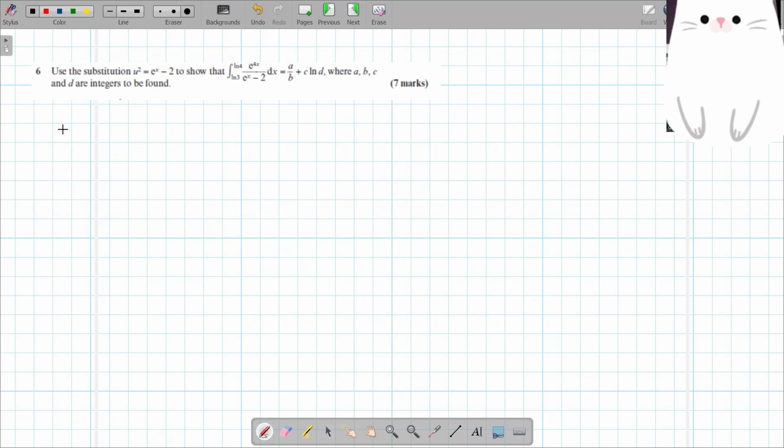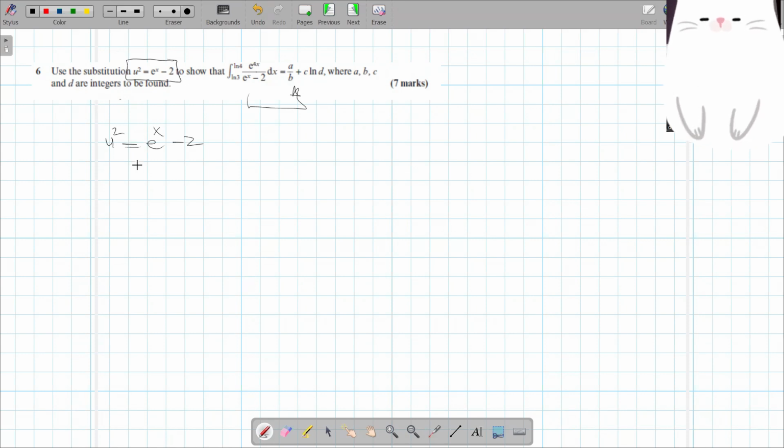So what is he asking to substitute? He is giving us the substitution: u squared equal to e to the power x minus 2. And we have to prove that this is equal to this, where a, b, c, d are integers to be found. We have to convert it into this form and see what a, b, c and d are. Okay, let's try.